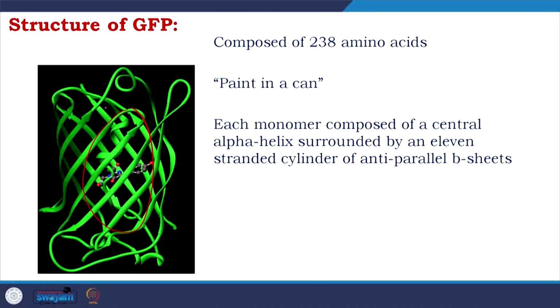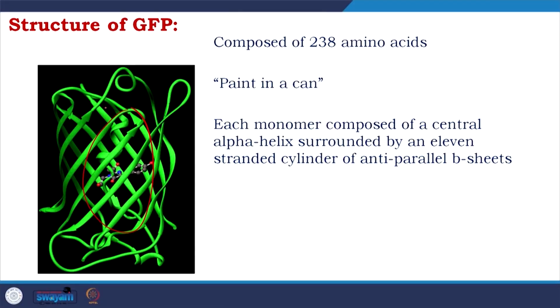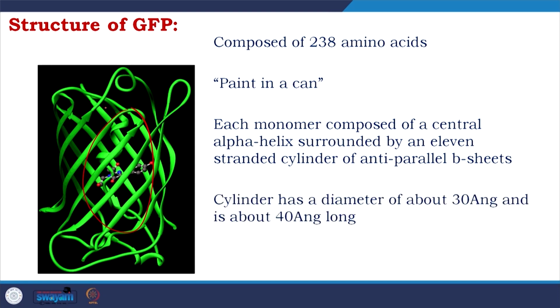Each monomer, it is a dimer. Remember, I was showing about some M's, so they are monomer, but initially it was a dimer. Each monomer is composed of a central alpha helix surrounded by an 11 stranded cylinder of anti-parallel beta sheets. The cylinder has a diameter of about 30 angstrom and is about 40 angstrom long. The fluorophore is located on the central helix.